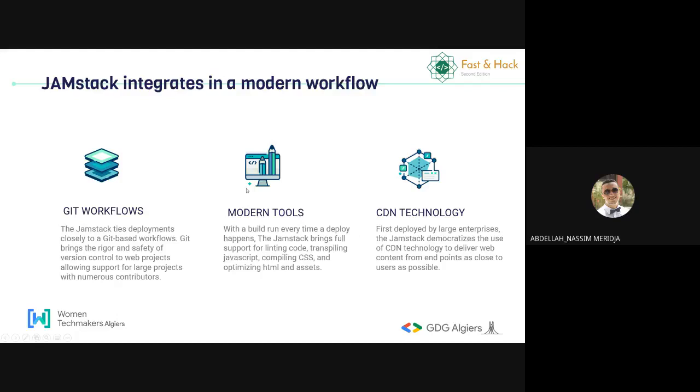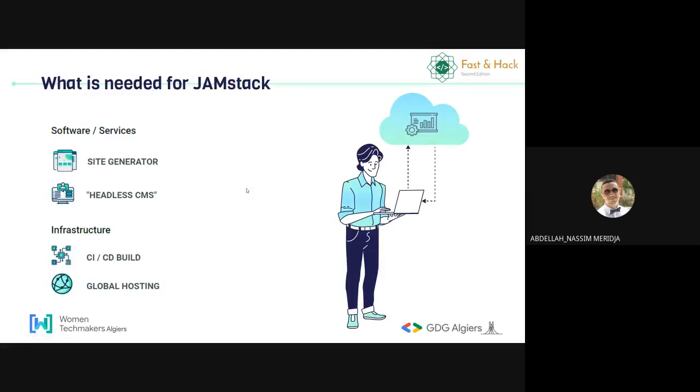Now, what is needed to work with JAMstack? We need software and services, of course, like site generators, for example, PWA site generators like Gatsby JS and Next.js for React and Next.js for Vue to build our front end. Second, we have headless CMS to decouple content management from building the site and make it available for non-developers to manage content easily. And this content will be consumed by the site using APIs.